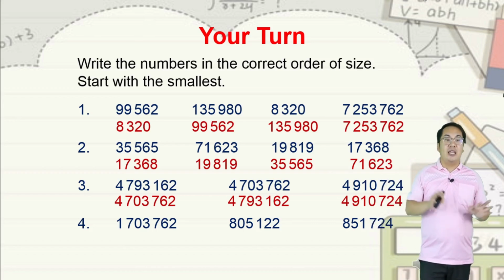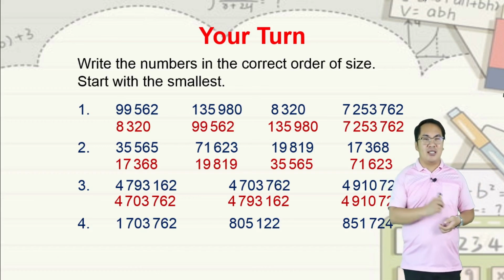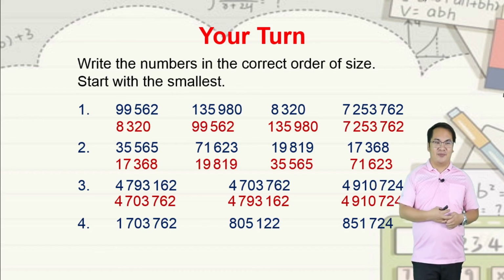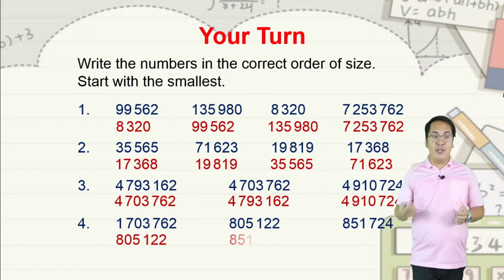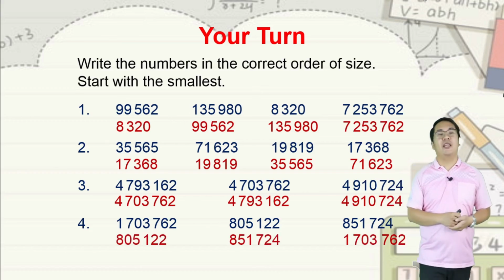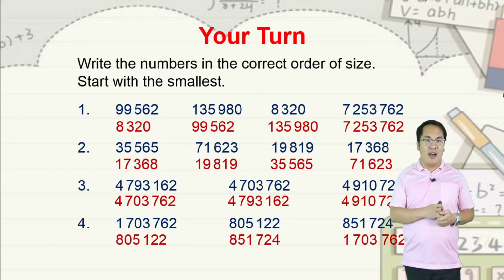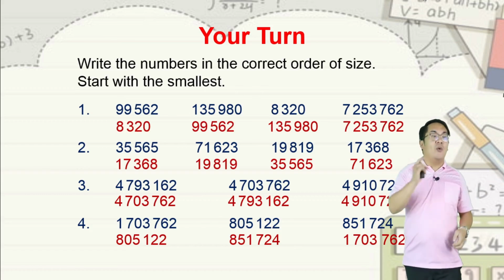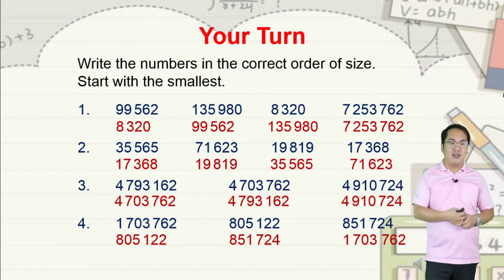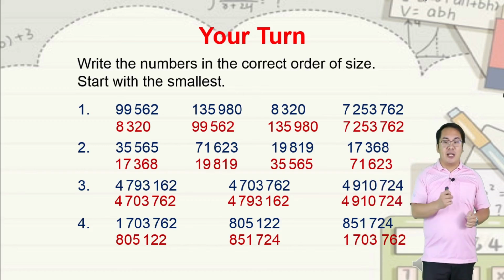So the last exercise that we have here is number 4. Are you ready? They have different amounts of digits, so this is very easy for you. Go. All right. So we have here, the smallest number is 805,122, followed by 851,724. And the biggest number, which is the 7-digit number, is 1,703,762. There you go, children or students.